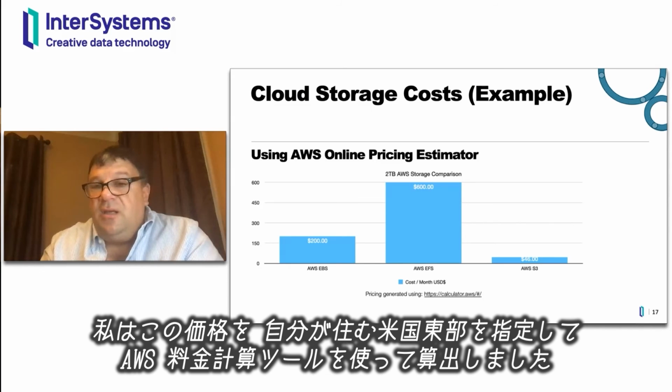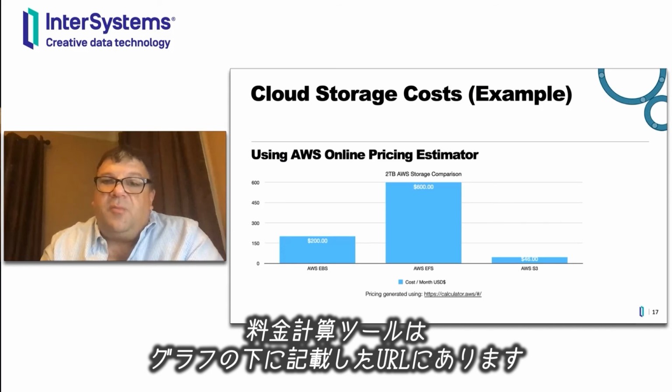For these prices, I used the AWS online calculator and specified US East as my deployment region, and the pricing calculator can be found here in the URL at the bottom.